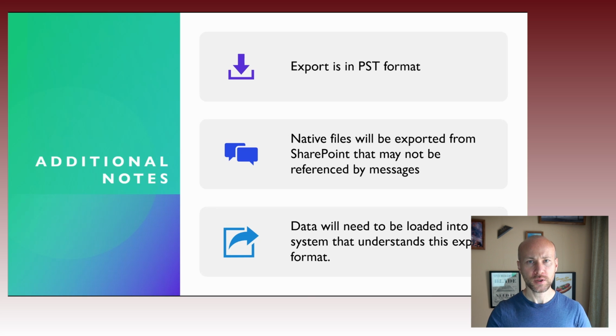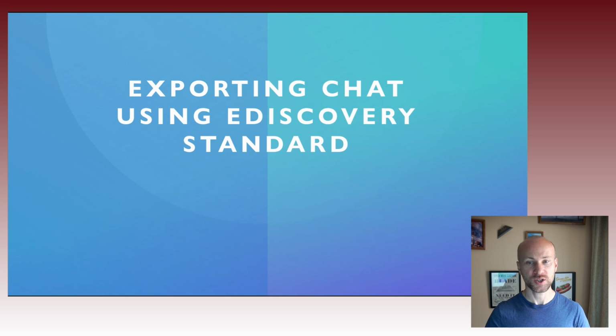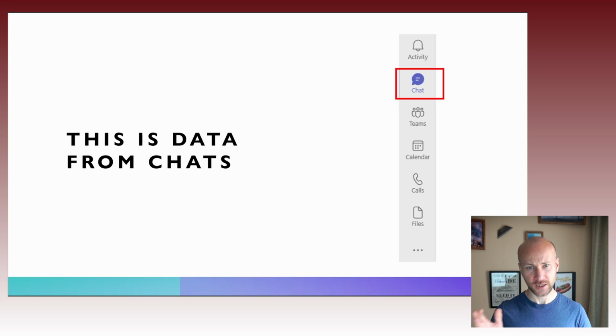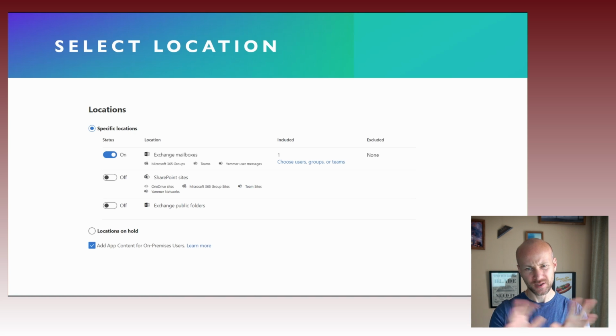All right, so let's now move to the next export, and it's going to be exporting chats using e-discovery standard export. So chats are different than Teams. This is where people get together in a group and just have a chat conversation, maybe one-on-one or groups. So that data resides in a different area of Exchange. And so when we export that, I'm going to skip all the repetitive stuff.